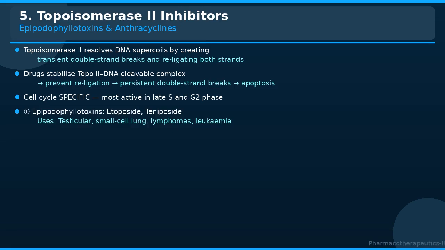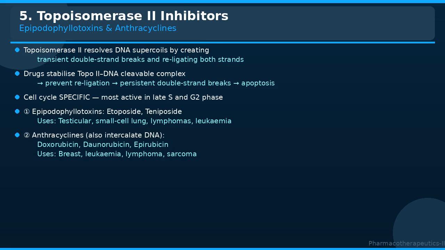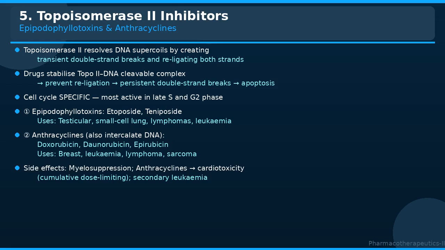These drugs are cell cycle specific and most active during late S and G2 phases. There are two major subgroups. First, epipodophyllotoxins, derived from the mayapple plant, including etoposide and teniposide. They are used in testicular cancer, small cell lung cancer, lymphomas, and leukemia.